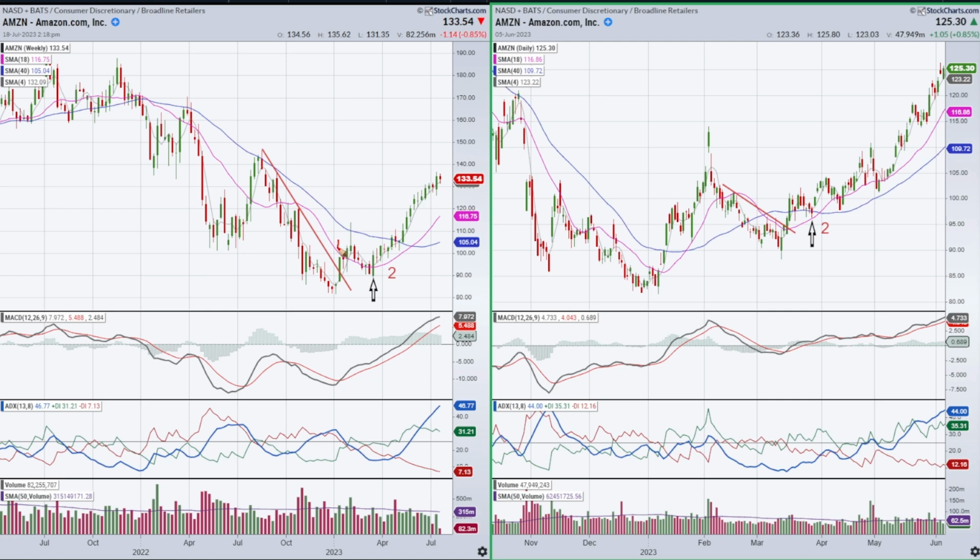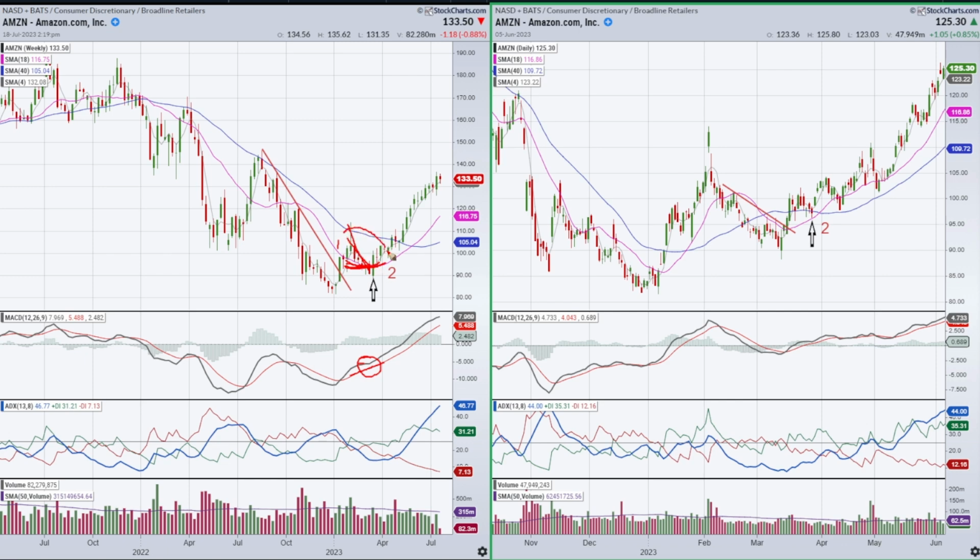Now we get the 1, and then during this pullback, notice how the 18 is providing support. Notice how the MACD signal line is providing support to the MACD. So we're getting a pinch play to develop as this is pulling back to the 18 on this time frame.